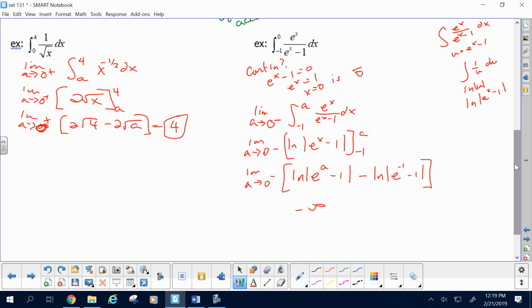What about combining them? Can I combine those into a single log? Is this indeterminate? What's this equal to? The natural log of something. It's negative infinity plus a finite number, 1 plus 1 over e. It's a finite number, right? It's not infinite. So is that indeterminate or divergent? It's divergent.